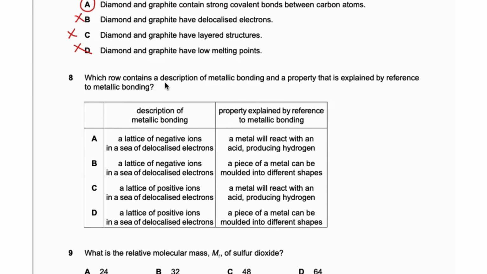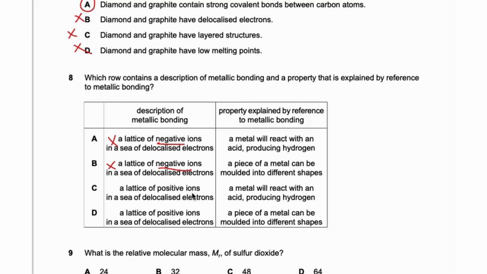Which row contains a description of metallic bonding and a property that is explained by reference to metallic bonding? Description of metallic bonding: a lattice of negative ions. It's not a lattice of negative ions. Metals are a lattice of positive ions. So this is negative ion, negative ion. It is wrong, it is wrong.